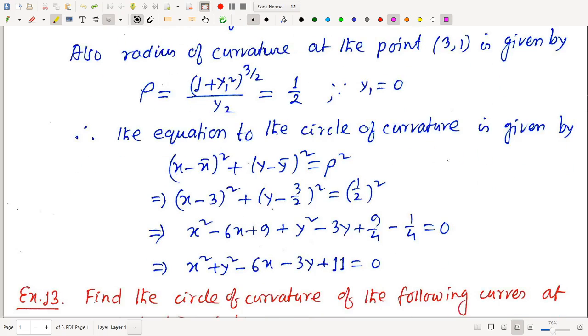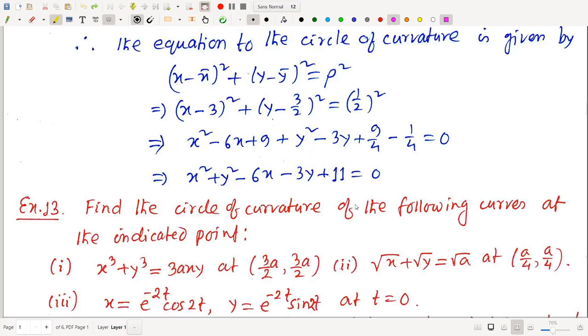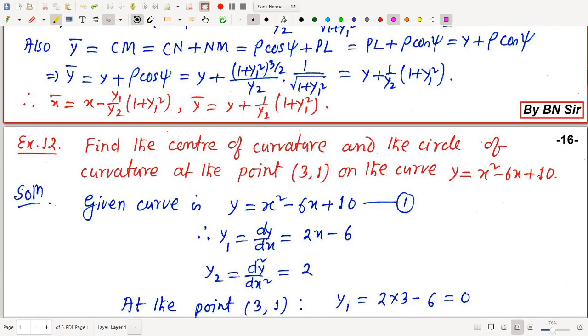Therefore the equation of the circle of curvature is given by (x minus x bar) square plus (y minus y bar) square equal to rho square. The center is (x bar, y bar) and the radius is rho. So this is (x minus 3) square plus (y minus 3 by 2) square equal to (half) square. Now simplifying, expanding the squares and changing sides, we get 9 by 4 minus 1 by 4, which is 8 by 4, that is 2. So this 2 and this 9 gives us 11. So x square plus y square minus 6x minus 3y plus 11 is 0. This is the equation of the circle of curvature at the point P.